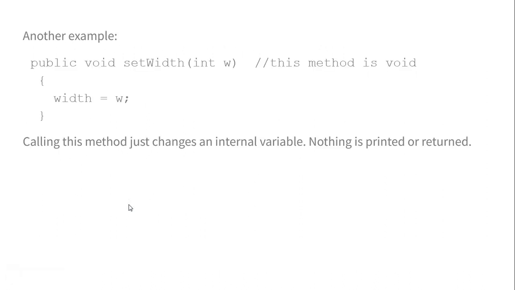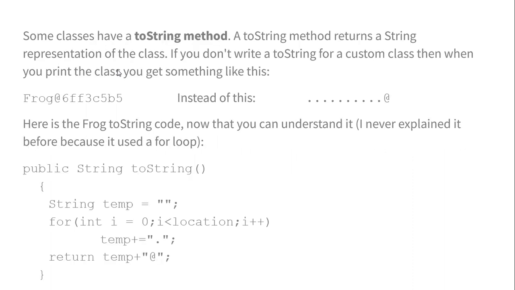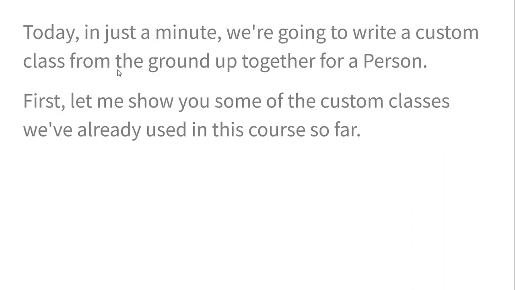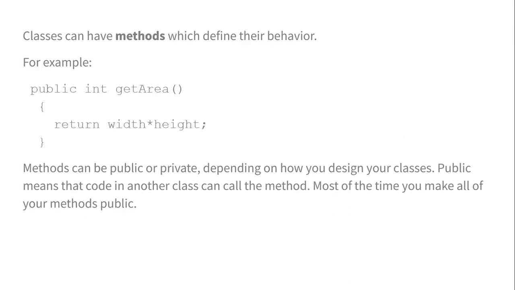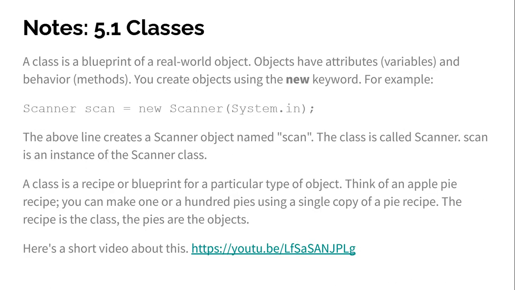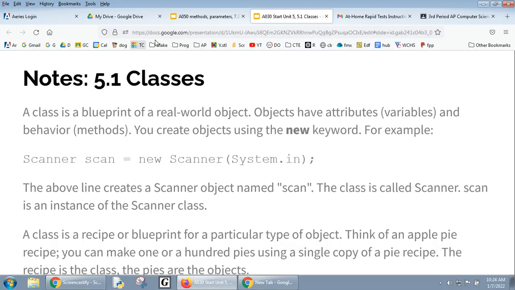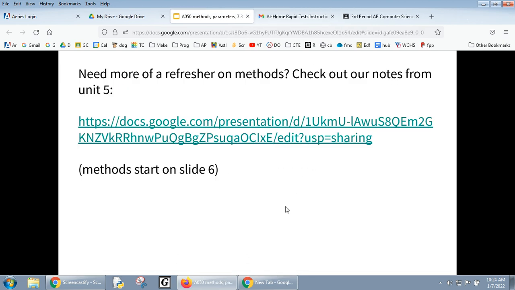Here's another example. Public void setWidth. This was in a rectangle class. This just changes an internal variable, so nothing's printed or returned, and because nothing's returned, it says void here. And then there's a little talk about toString. But I thought I had another window here. I had another window. Oh, it's somewhere else. So we'll go back here.